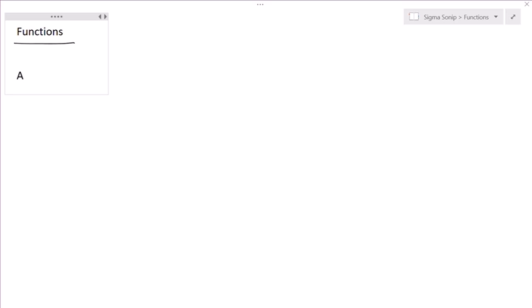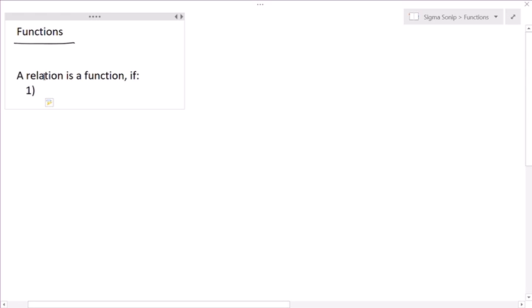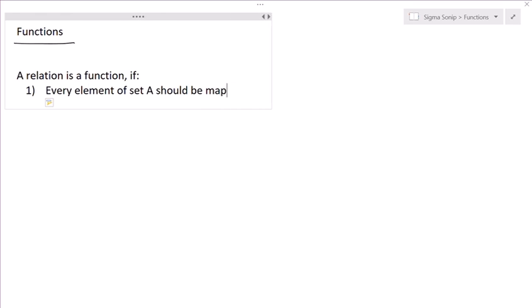A relation is a function if there are two conditions to be met. I could combine the two conditions and write them in one sentence, but I will split them in two so that it makes more sense. First, every element of set A should be mapped to some element of set B.